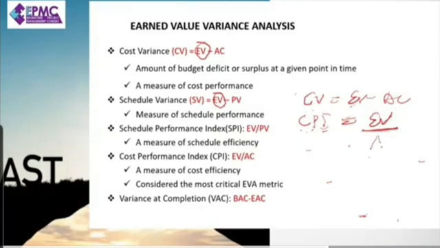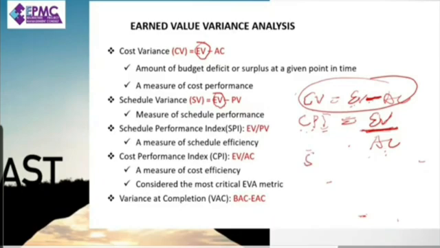EV over AC. So variance is different. So you go with minus. Ratio in index is a ratio. So use your divider or division sign. So it'll be EV divided by AC. Quite straightforward. If I know this, I should remember this. One is a ratio, the other one is more like a difference.